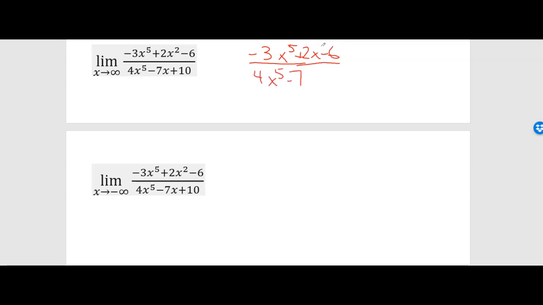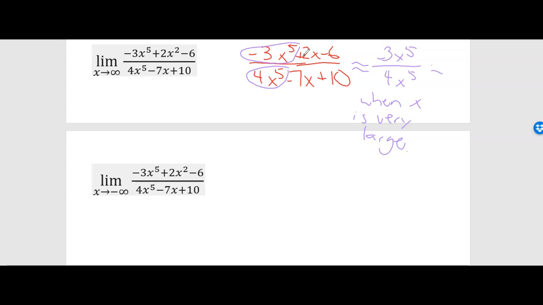So like I said before, when we are substituting in very large numbers, the only terms we care about are the first ones for both the numerator and the denominator. So this function is approximately equal to negative 3x to the 5th divided by 4x to the 5th when x is very large. And then, of course, we could simplify this to negative 3 over 4.